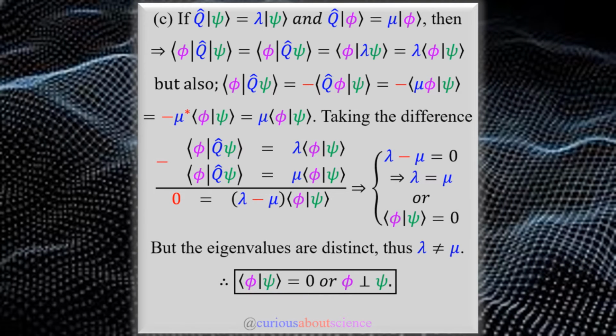All right, so here we want to be careful with the fact that we were told a couple things in regards to this particular problem. If Q gives us lambda when it acts on psi, then Q when it acts on phi gives us mu. We were told that these were distinct eigenvalues, and we want to show that if this is the case, we can verify that the eigenvectors are orthogonal.